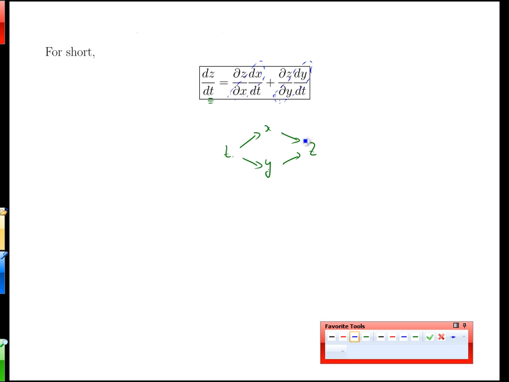And if we just follow all the paths between t and z, each path will give us one term. T changes, so x changes, so z changes. T changes, so y changes, so z changes. That's how you can construct the set of values that are required to find how my final output changes with time. At what rate is it changing over time?